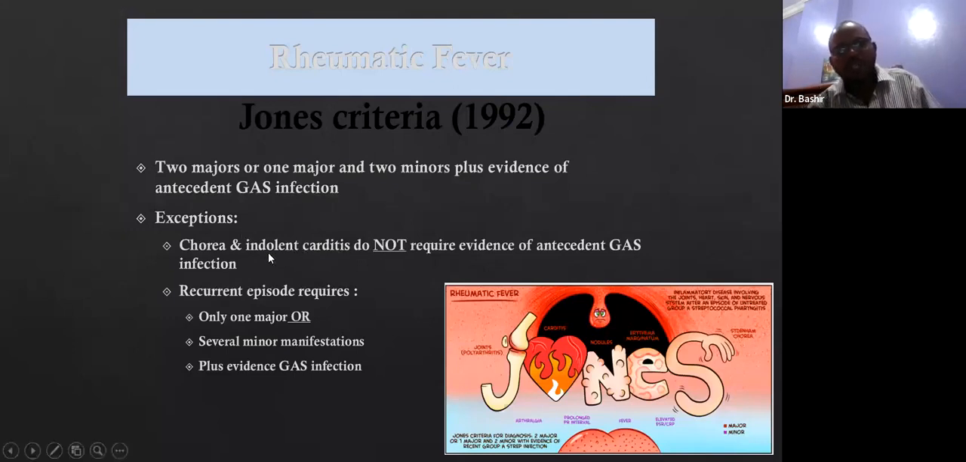Or sometimes if the child has indolent carditis, or subclinical or hidden carditis, in this time we don't require evidence of antecedent group A streptococcal infection, because the infection happened a long time ago. And this ASO titer will be high for the first 2 months only. This is the exception: if the child has a recurrent episode, he will require only 1 major or several minor manifestations plus evidence of group A streptococcal infection.